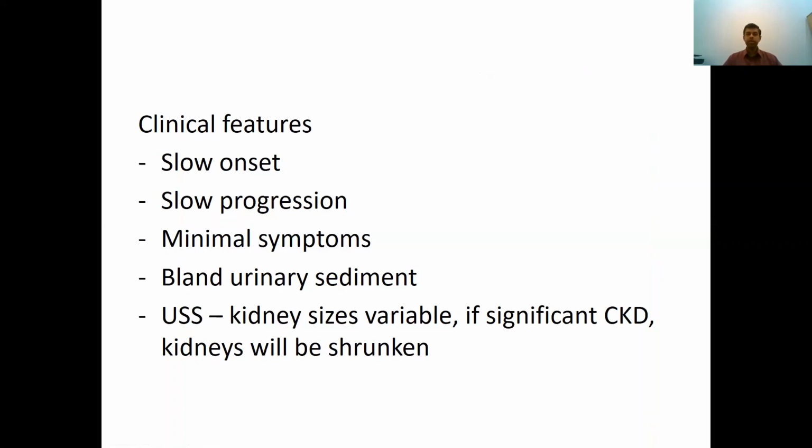And ultrasound kidneys are also very variable. Sometimes you can have shrunken kidneys because this is the chronic process, and the kidneys sometimes get fibrous because of a chronic inflammatory process, but it could be of variable sizes. And sometimes you might see significant CKD features as well.